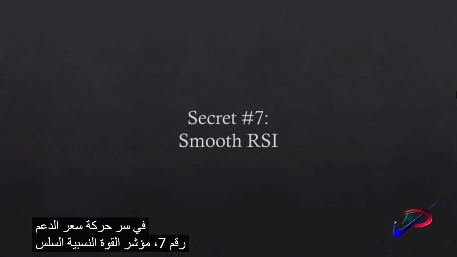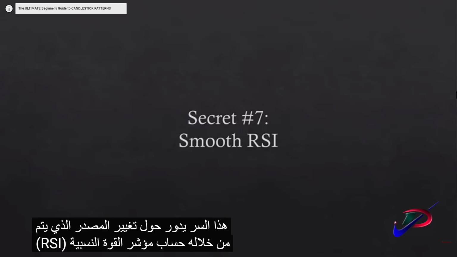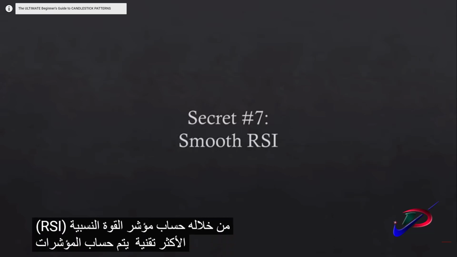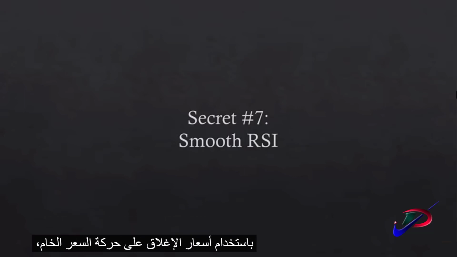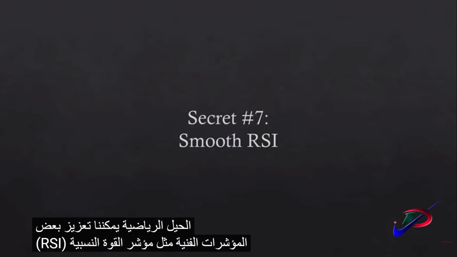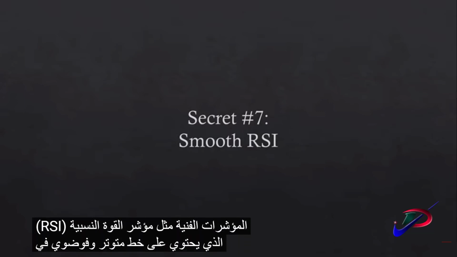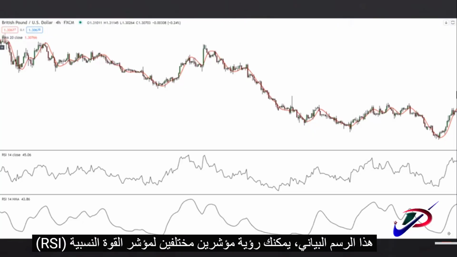Secret number 7. The smooth RSI. This secret is about changing the source from which the RSI is calculated. Most technical indicators are calculated using the closing prices on raw price action. However, by using some mathematical tricks, we can enhance certain technical indicators like the RSI, which has a jittery and chaotic line. In this chart, you can see two different RSI indicators.